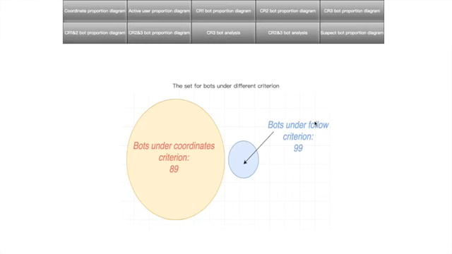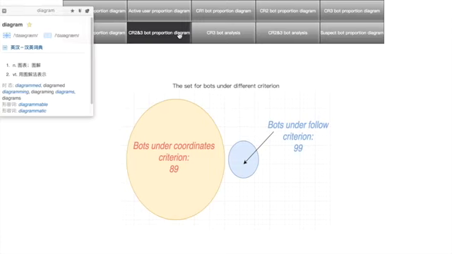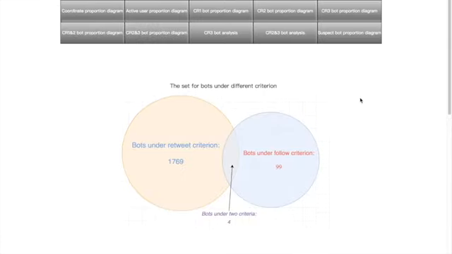Next, going to the combination of coordinate criterion and follow criterion. There is no user in this condition, so these two sets have no intersections. In addition, since all the tweets with coordinates exclude retweets, we can't combine the coordinate criterion and retweet criterion to do some research. Thus, there will be no suspect bots which meet all three conditions.